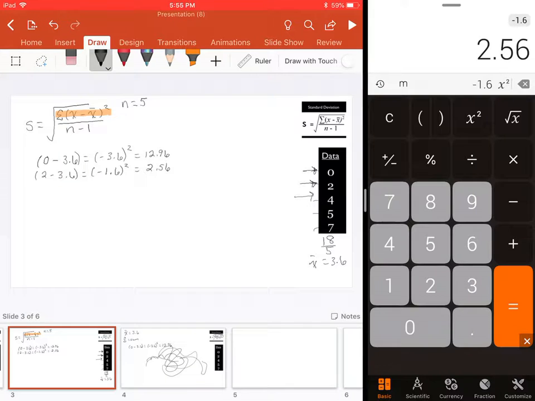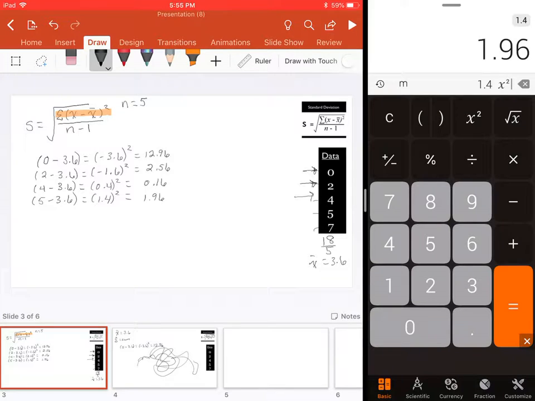The next data point is 4. 4 minus 3.6 is equivalent to 0.4, and we will square that, x squared, 0.16. Next data point is 5 minus 3.6 equals 1.4 squared, x squared is 1.96. And then the last data point right here is 7. 7 minus 3.6 is 3.4 squared, which is 11.56.